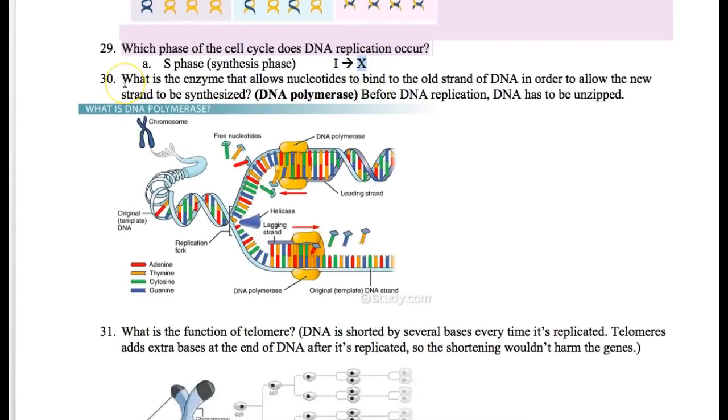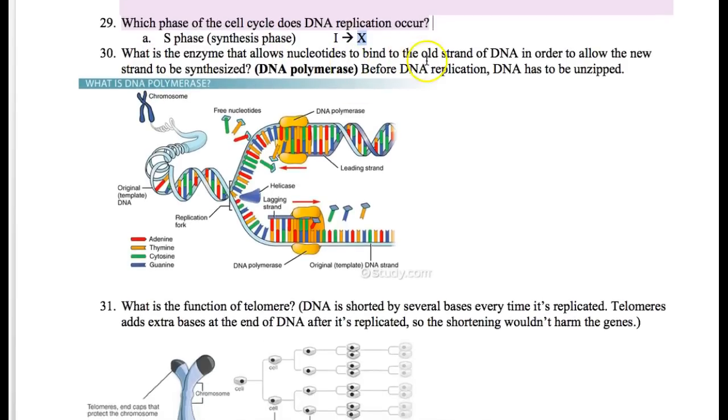The next one is, what is the enzyme that allows nucleotides to bind to an old strand of DNA in order to allow the synthesis of the new strand? This molecule is called DNA polymerase. You just have to remember it. But it's kind of easy to remember because what you're trying to do is you're making a polymer of DNA, right? Instead of one nucleotide.